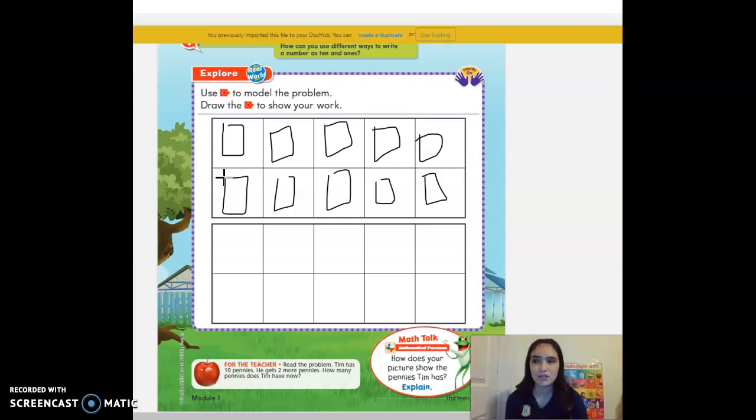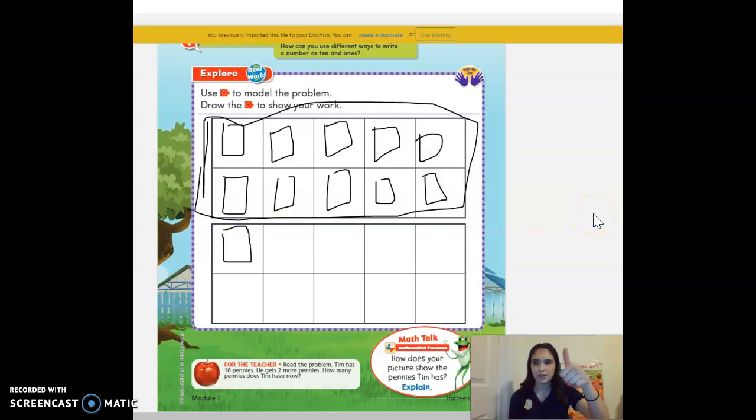Great. There's no room up here in this 10 frame, so we are going to draw the other 2 pennies. We can put them at the bottom. So here's 1, 2. Great job, guys. So there are 10 cubes inside the top 10 frame. It's completed. And then we have 2 at the bottom 10 frame.